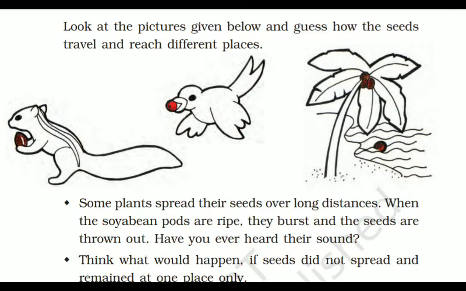Some plants spread their seeds over long distances. When the soybean pods are ripe, they burst and the seeds are thrown out.